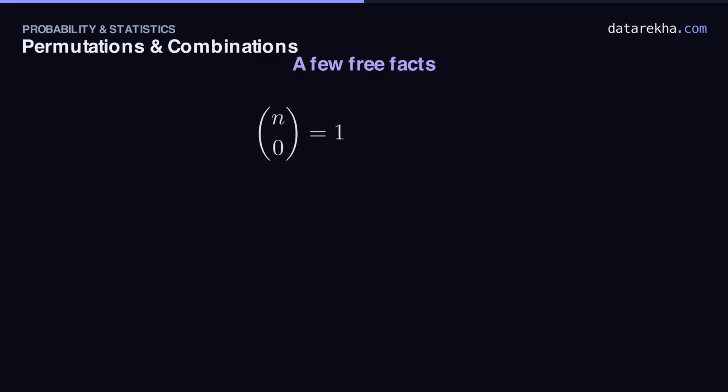3 tiny facts fall out for free and save real time. There's exactly one way to choose nobody. So n choose 0 is 1. And this is precisely why 0 factorial had to be 1.